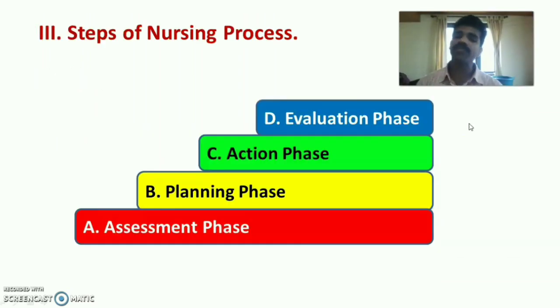Next is the steps of nursing process. So these are the general steps of nursing process: assessment phase, planning phase, action phase and the evaluation phase. All this I have explained in detail and in depth in the community health nursing process video. You can go through that. So in the steps of nursing process, there are mainly 4 steps: assessment phase, planning phase, action or implementation phase, and the last phase is the evaluation phase.